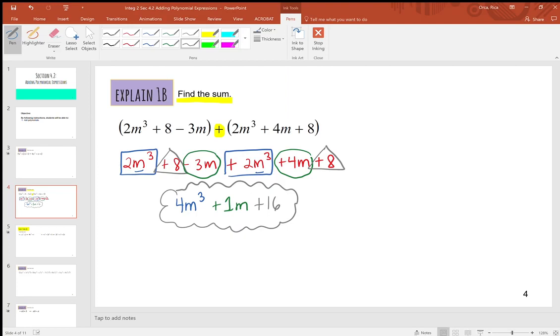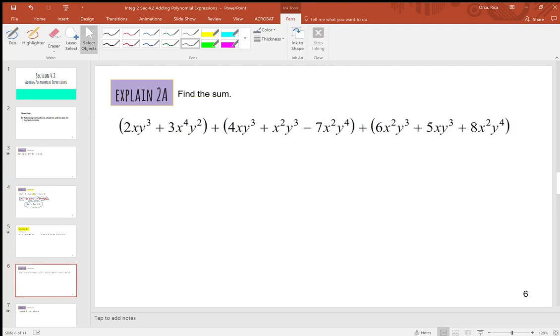Let's look at the next problem. This one looks challenging. So if we look between all of the parentheses, notice how we have the plus signs. The plus signs tell us to just go ahead and drop our parentheses. We don't have to distribute anything in. Let's rewrite the problem.